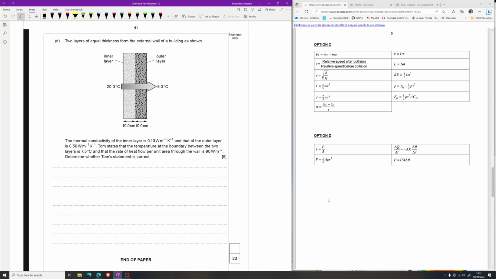So what we're after here is this equation on the right hand side, isn't it? I believe delta Q over delta T is equal to minus A K delta theta over delta X. Rate of heat flow is equal to area times conductivity multiplied by the temperature gradient. If I have heat flowing through this, the same amount of heat that passes through the first layer must pass through the second layer.